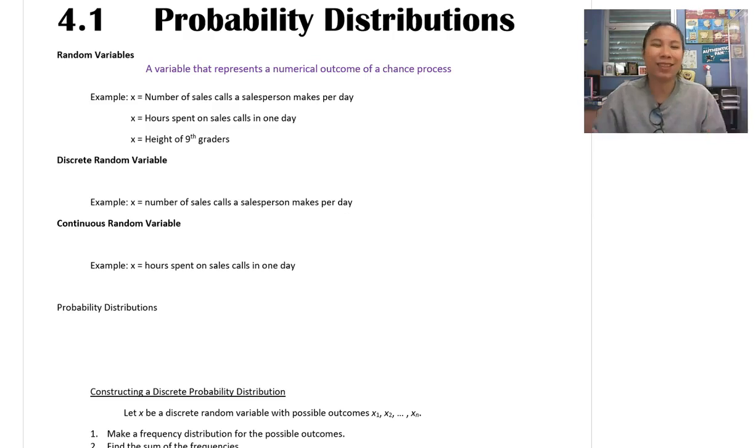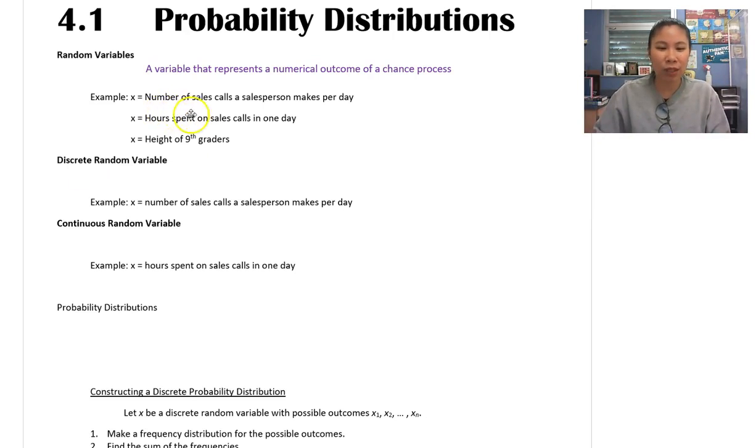So not like random as in, oh, that's so random, like, no. A random variable is talking about when you do a chance process, like rolling a die, flipping a coin, whatever. But then the outcomes themselves are numbers. So like rolling a die, when you roll the die, you get numbers like 1 through 6. So those are numerical outcomes. But then when you flip a coin, it's either heads or tails. So that would not be a numerical outcome.